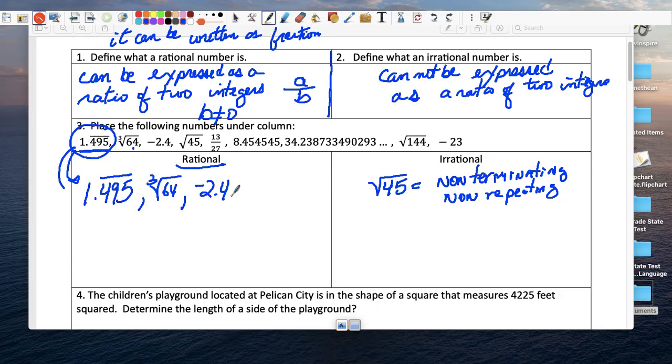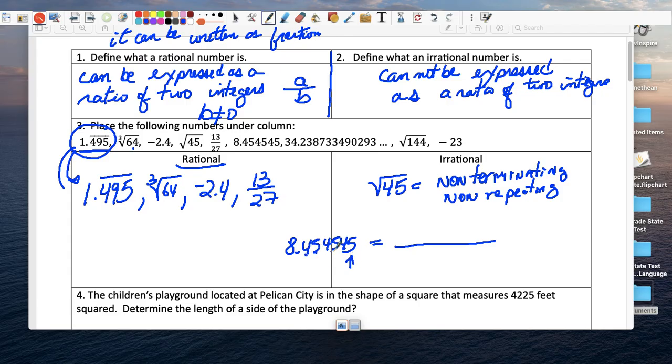13 over 27 is already written as a ratio of two integers, so no comments. Next number, 8.454545. First of all, be very careful. This is a decimal that ends right there. It's not repeating, because if it was repeating, we would write it differently. Can I rewrite that as a ratio of two integers? Yes, I can. I know what this place value is.